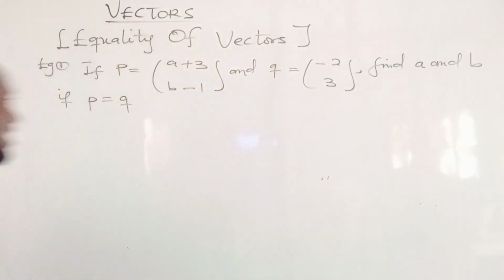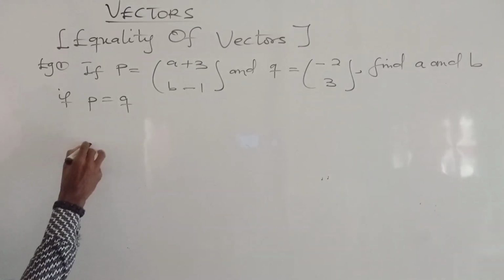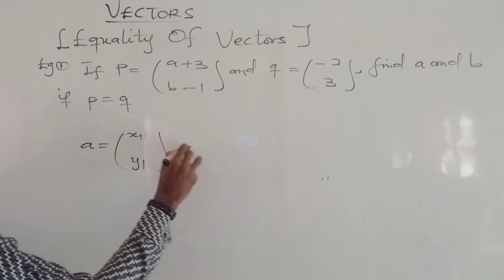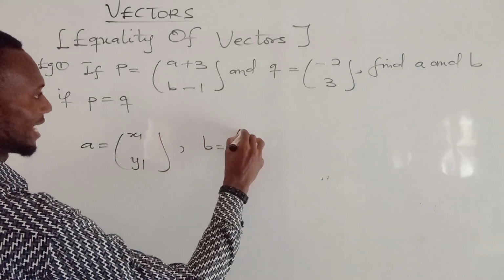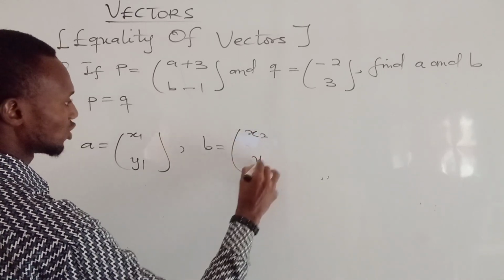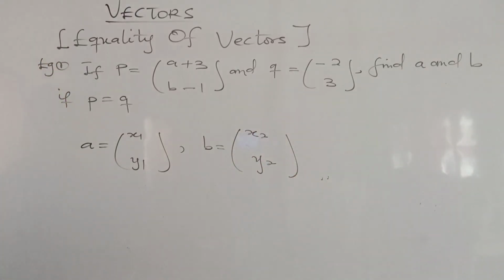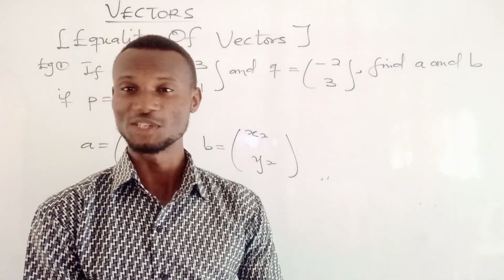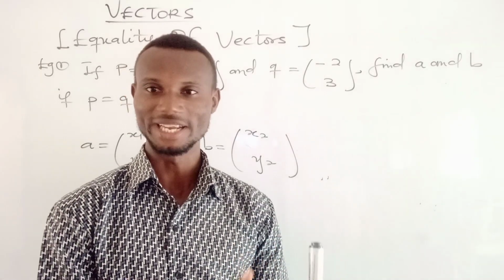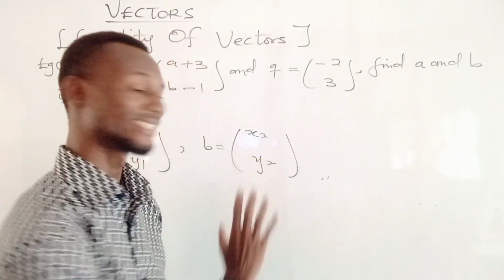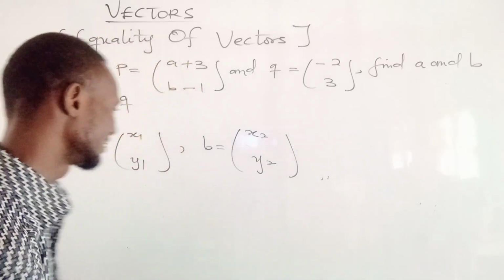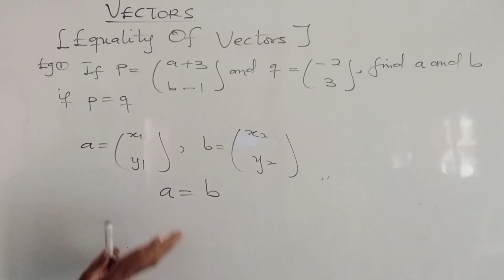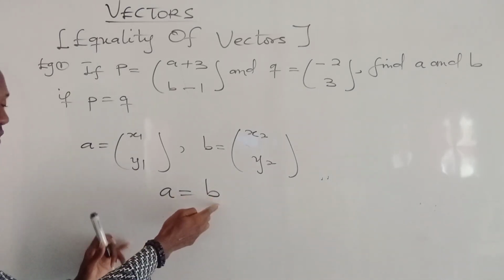So now, assuming that I have two vectors, let's say that I have the vector A equals s1, y1, and the vector B equals, let's say, s2, y2. Now when we say that these two vectors are equal, it means that their corresponding components are the same. So for that reason, we can write it in mathematical form, writing it as the vector A equals the vector B.